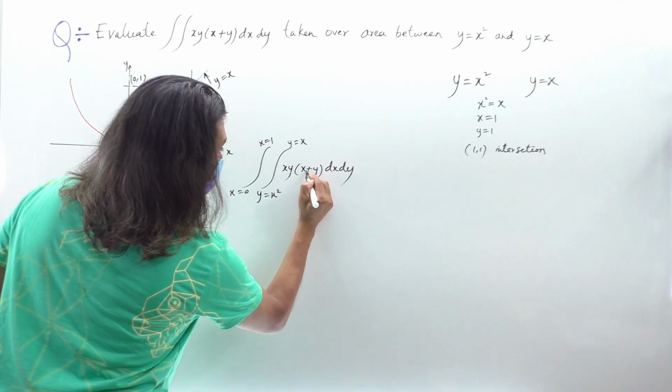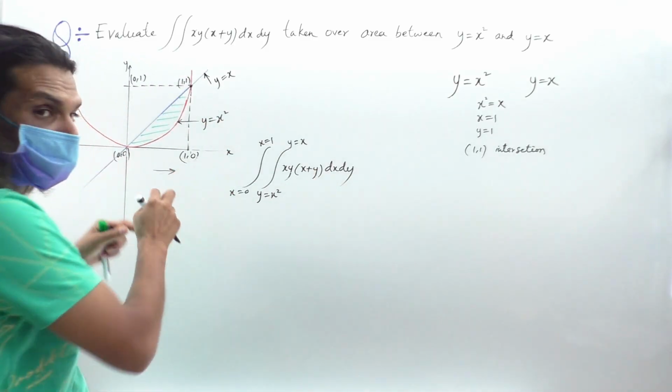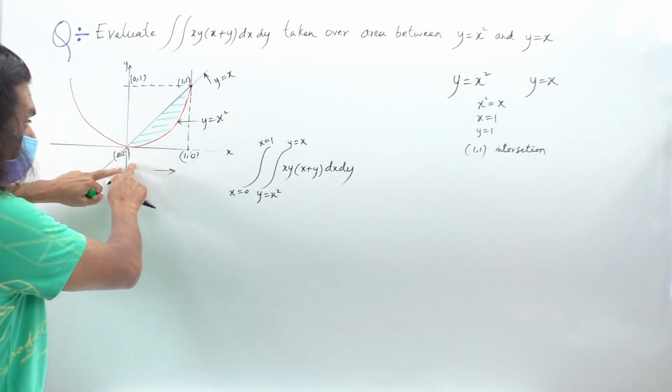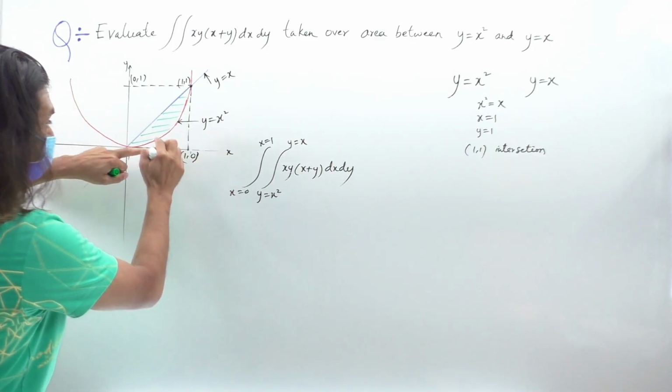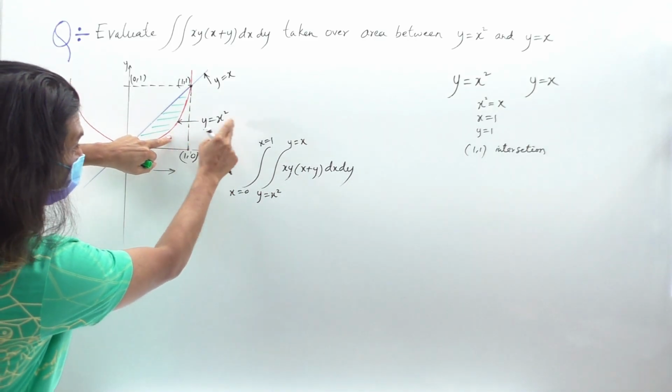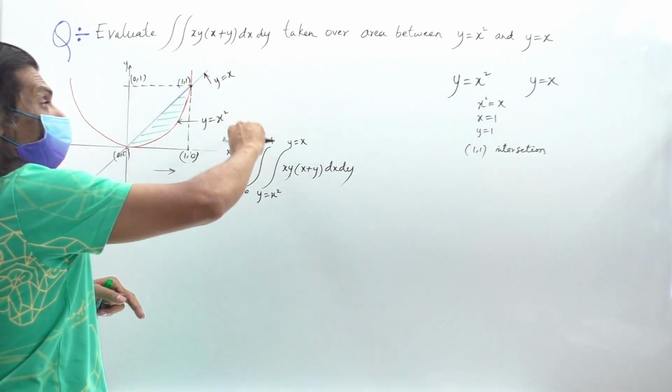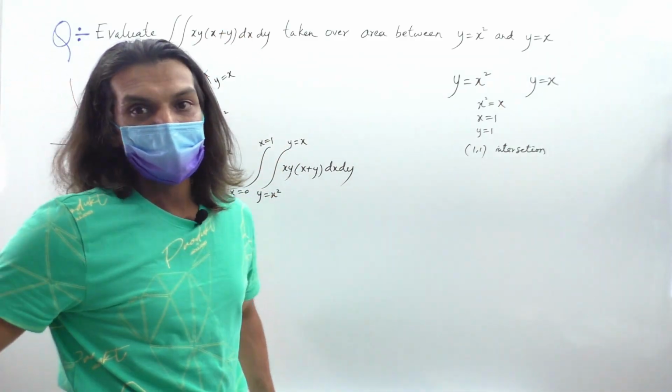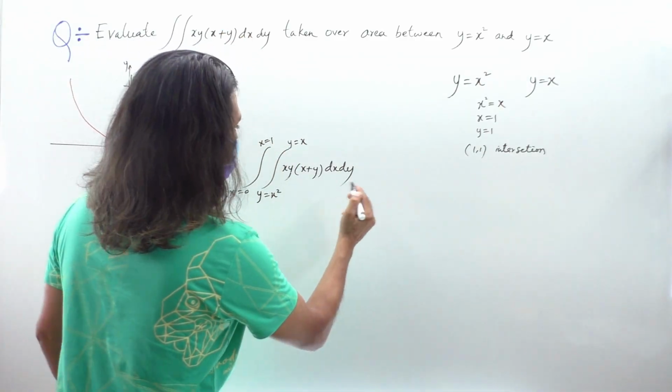Alright. One more time. When I go along the x-axis, what I see with my eyes is the lower equation, that is y is x square. And what covers it is the line y is equal to x. Now you can easily integrate this.